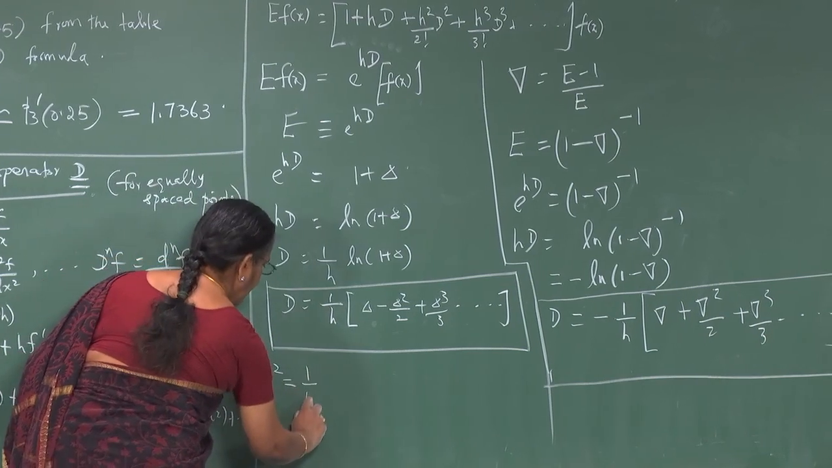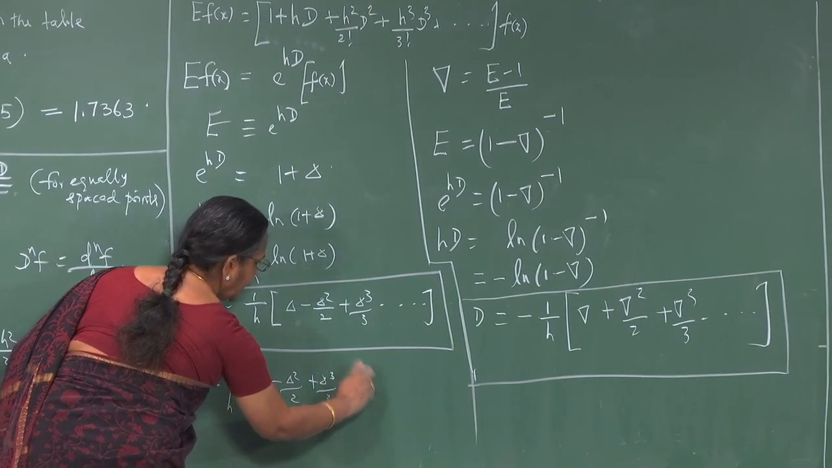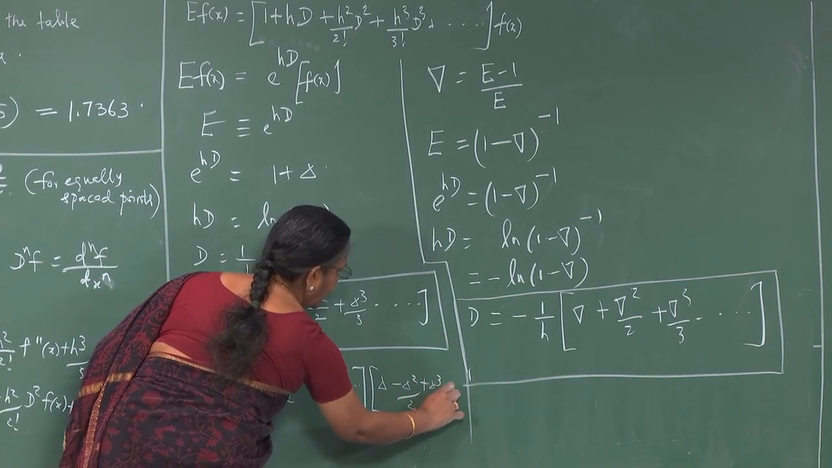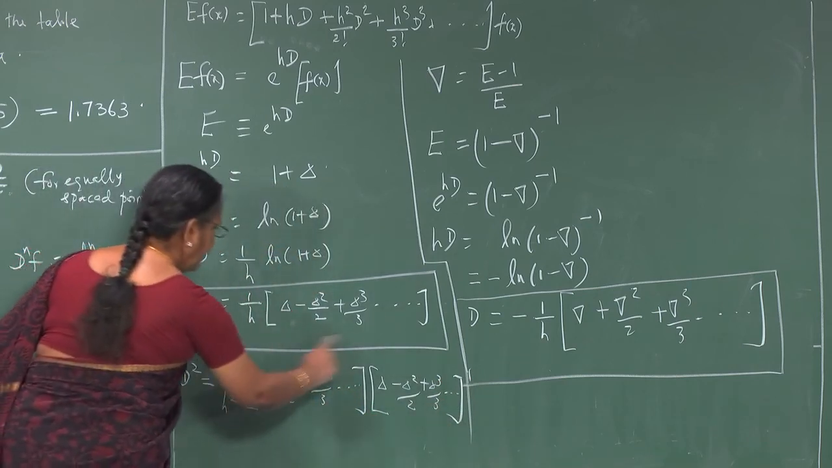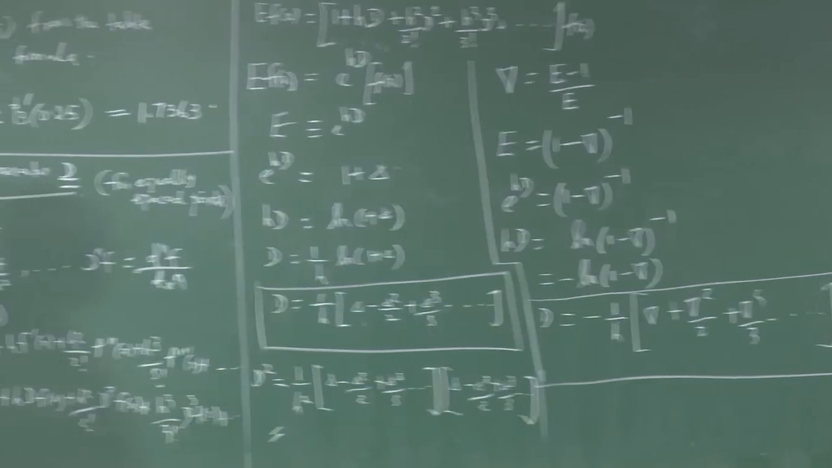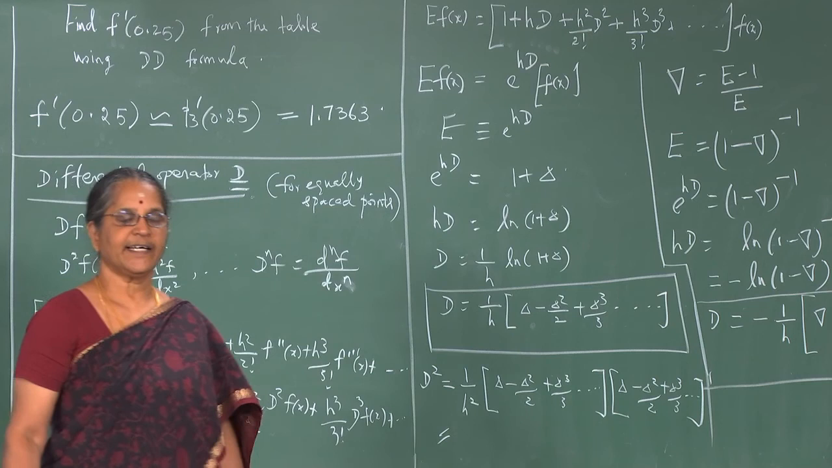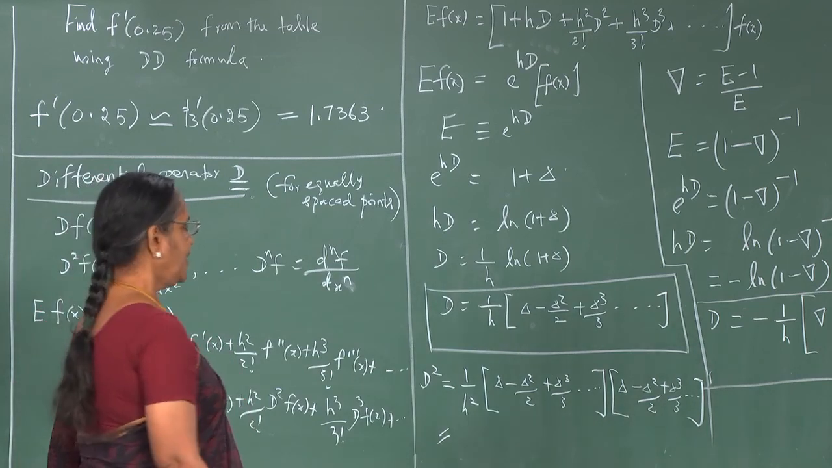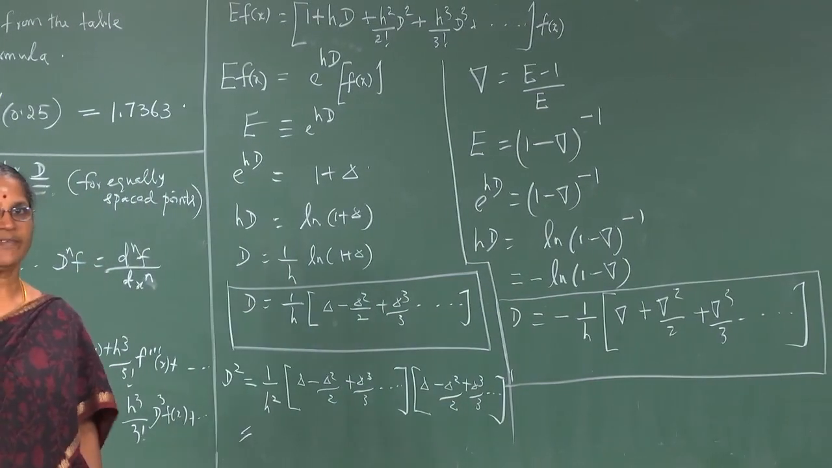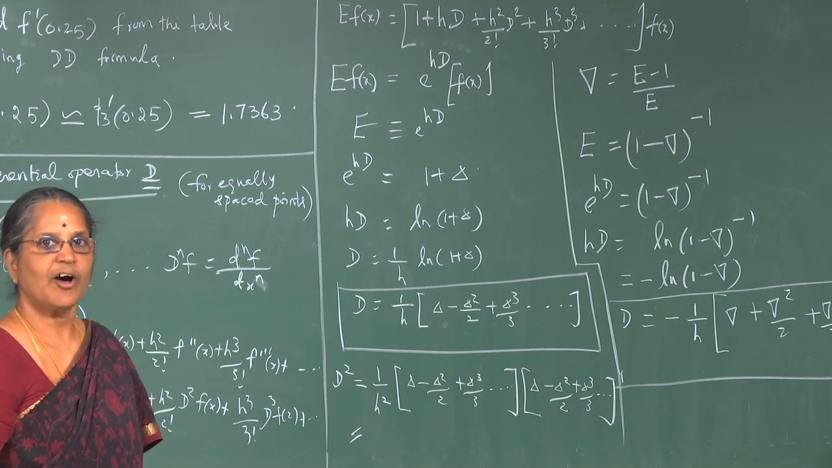So, I can write down 1 by h square into (delta minus delta square by 2 plus delta cube by 3 etc.) operating on (delta minus delta square by 2 plus delta cube by 3 etc.). So, I can compute the result and write down D square in terms of the forward difference operator, and higher order derivatives can be successively obtained in terms of the forward difference operator. The same thing can be done in respect of the backward difference operator, and higher order derivatives can be obtained if we know information about the backward differences of different orders.